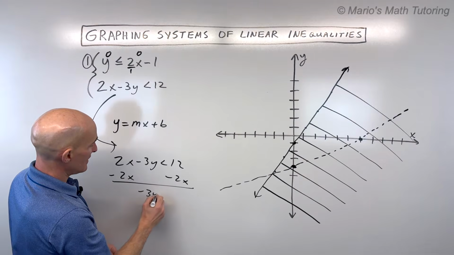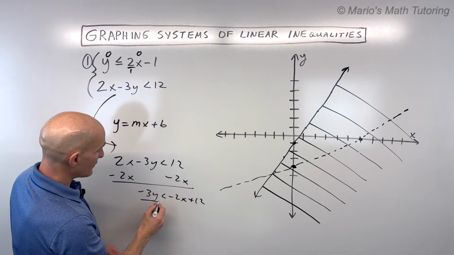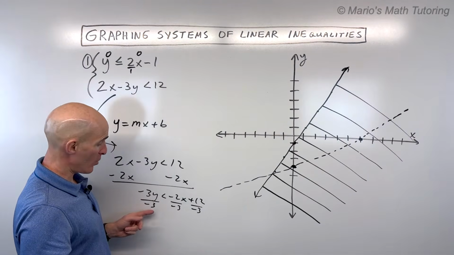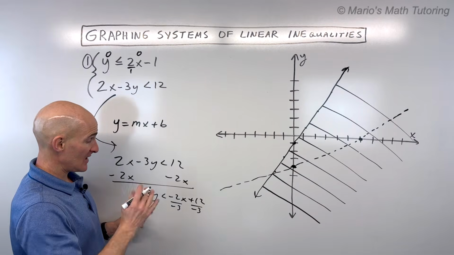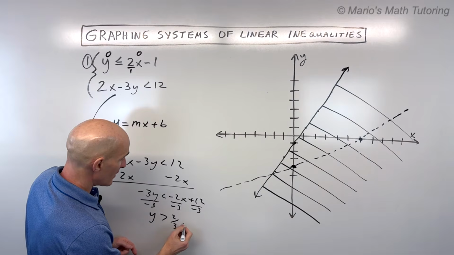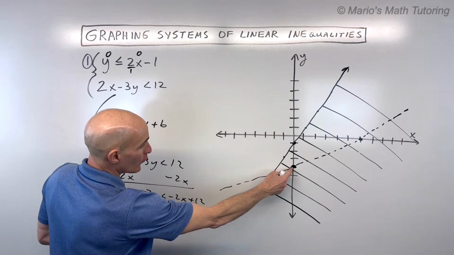So this gives us -3y is less than -2x plus 12. I'm going to divide everything by -3. But what happens to this inequality sign when we multiply or divide by a negative? It changes direction. You remember learning about that earlier when you learned about inequalities. So now you can see our y-intercept is -4, just like we have here.